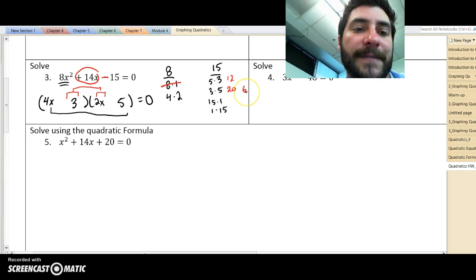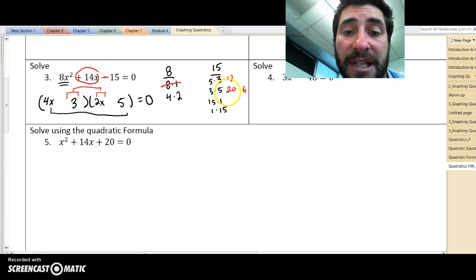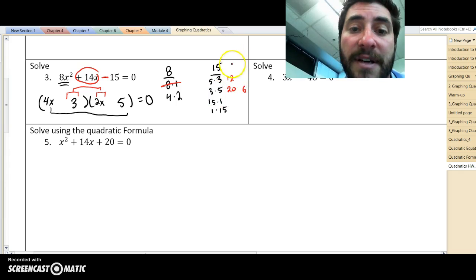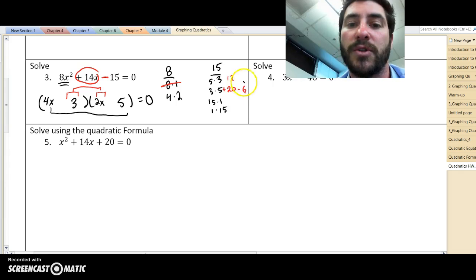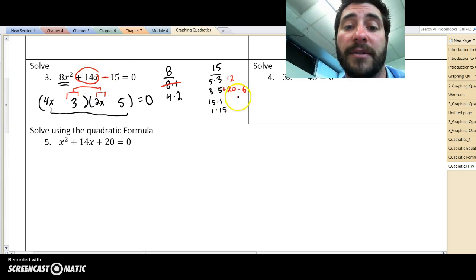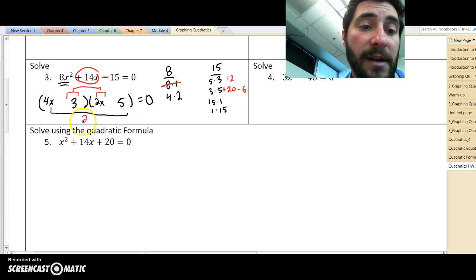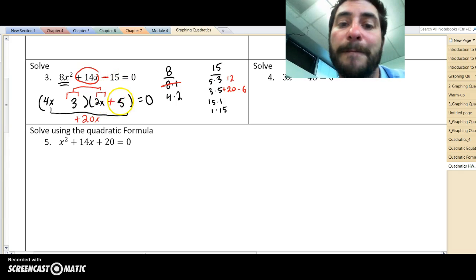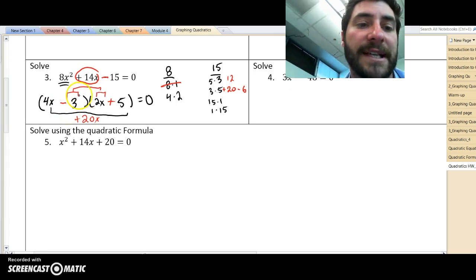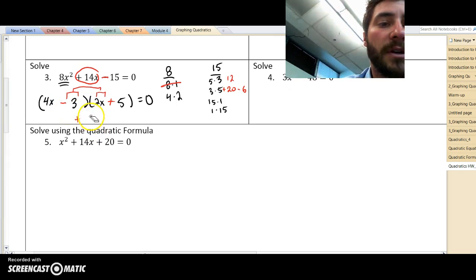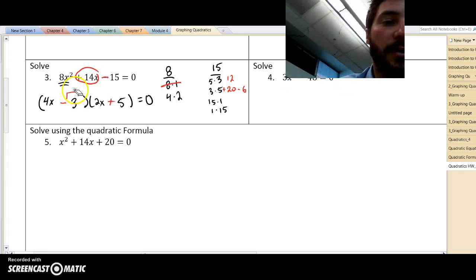That's 6. And I know the signs have to be opposites, so one of these is going to be positive, one's going to be negative. I'm going to want this one to be positive and this one to be negative. Do those subtract to make 14? Yeah. So again, I'm going to want the 20 x's to be the positive ones. So I'm going to put a plus here. And I want the negative to be here with the 6x. So those are our two factors.